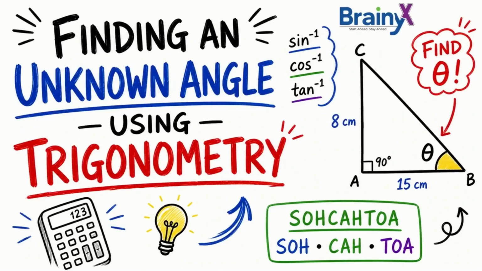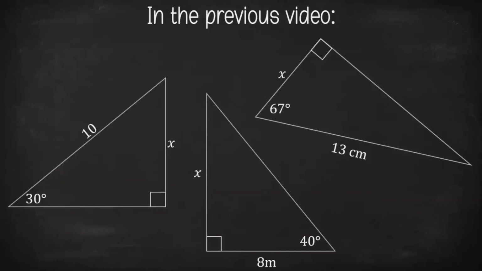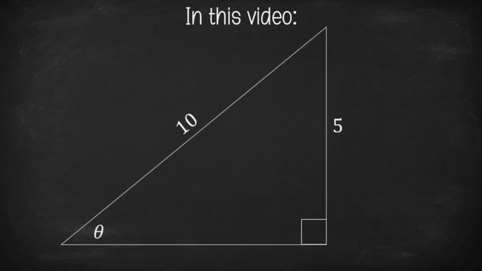In this video, we will be finding an unknown angle using trigonometry. In the previous video, we used trigonometry to calculate a missing side in a right-angled triangle. In those questions, we were given an angle and one side length. However, in this video, the situation is reversed. We will be given the lengths of two sides and we will use them to calculate the unknown angle.